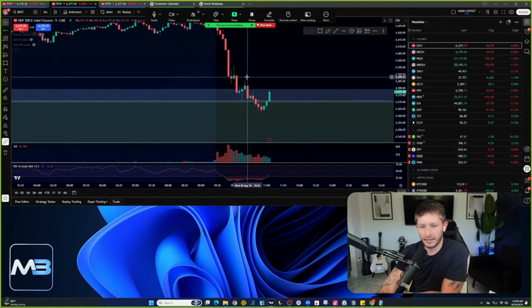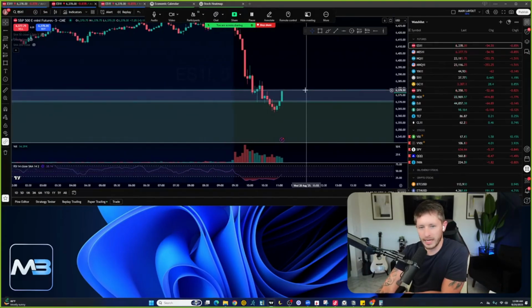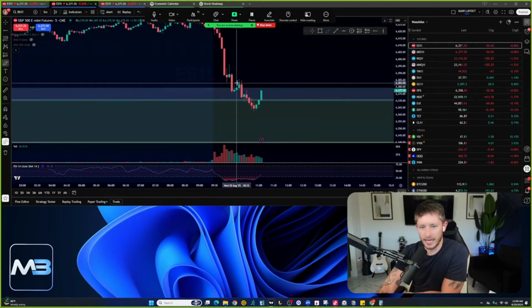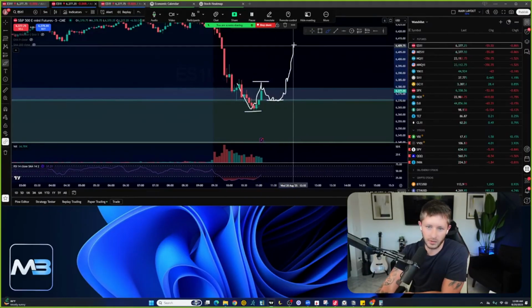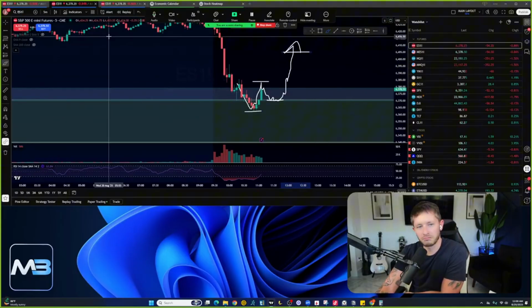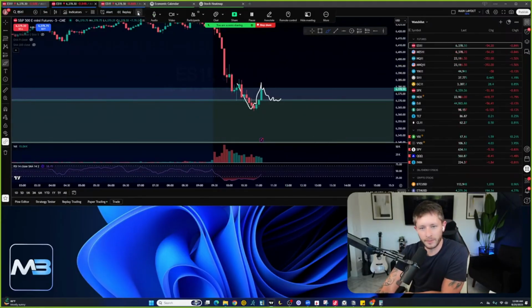Came down, nice reaction, hit it again, little bounce below it, but now we're snapping back above it. So if we see a nice little intraday higher low developing, good price action, that would be a good signal for the start of a possible reversal, and look for a little trade there.